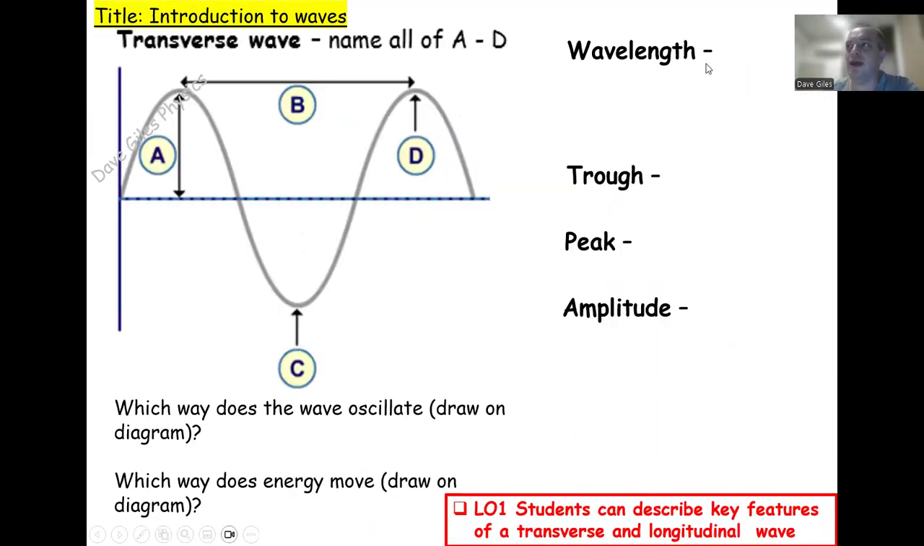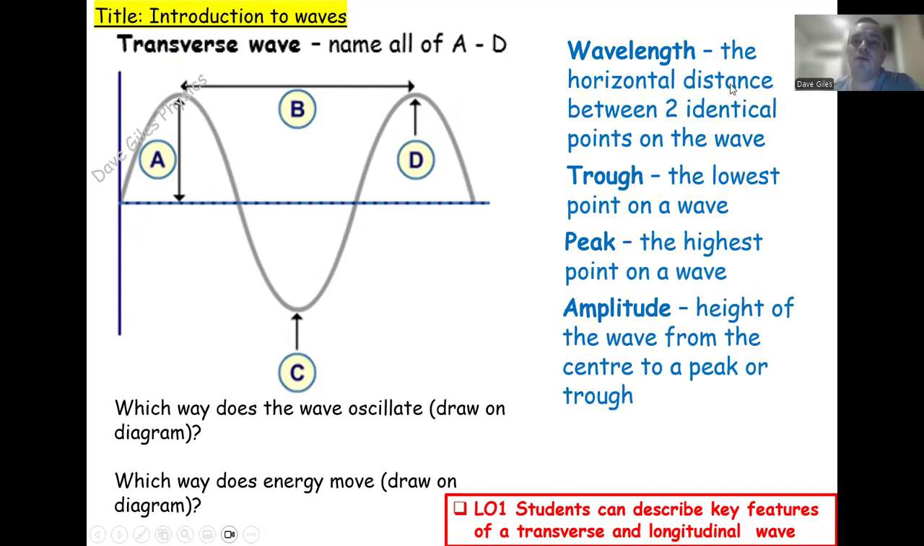So here I've got some key features of a wave. This here is a wave, and I've got A, B, C, and D. I want you to label a wavelength. Now, trough is a word a lot of people struggle to pronounce. Label the trough, peak, and amplitude. As an extra, I want you to add on which way the wave oscillates, so the way it moves, and which way the energy moves. Draw that on the diagram. In a few seconds, I'm going to put on the definitions of these key words that you can use to help you. But if you can do it without the help first, that's brilliant.